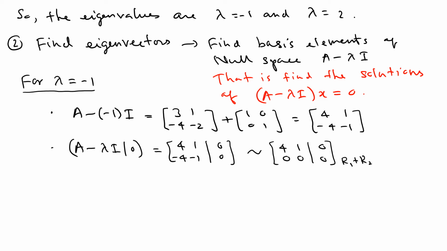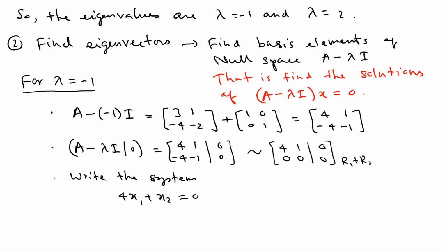So now we can write the corresponding system. So what's the system for this line? If you look at the first line, you can see that the system is 4x1 plus x2 equals 0. That's one. And that's the only equation we're going to get.